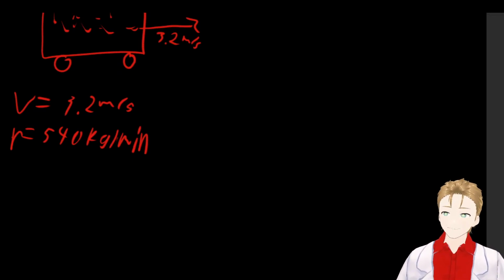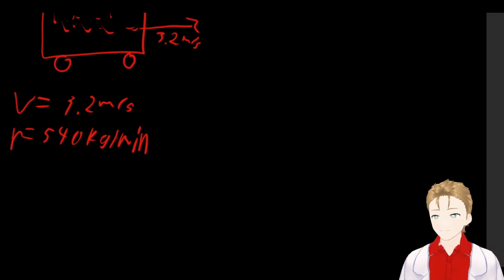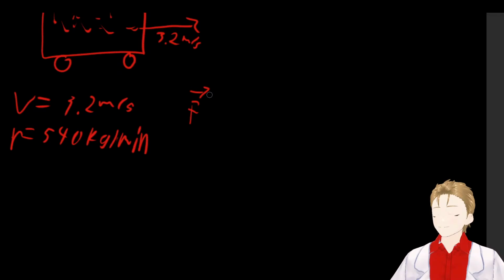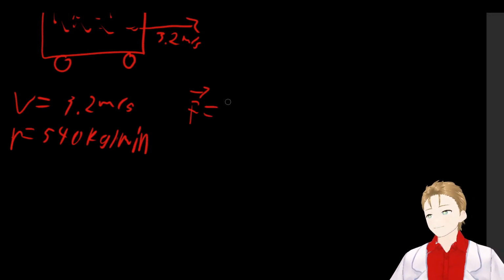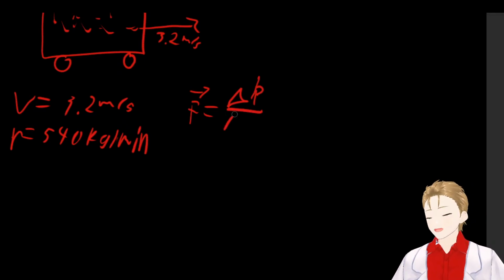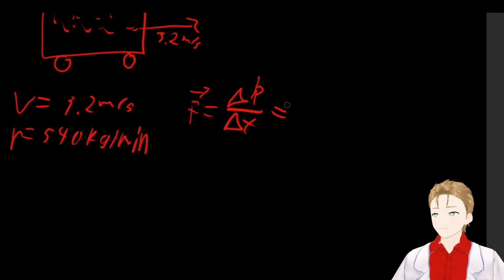Well, momentum is mass times velocity. Right. Oh yeah, force. Vector force is change in P, change in momentum over change in time.